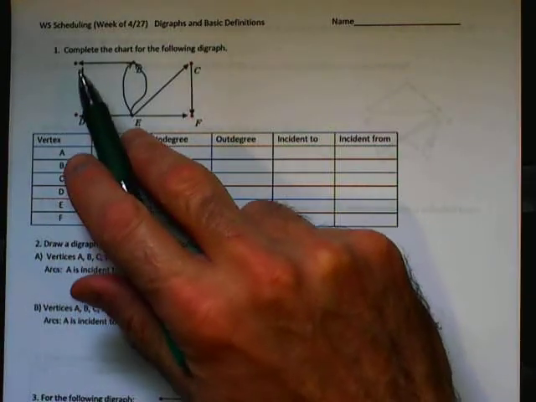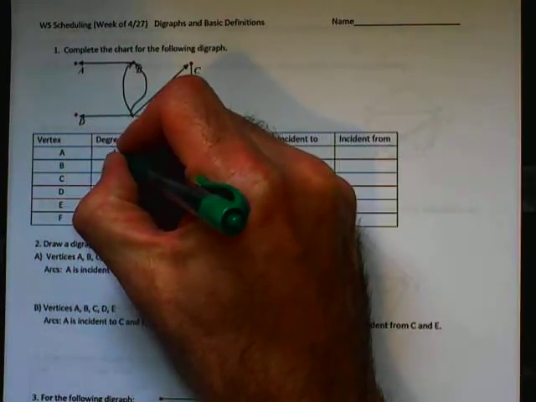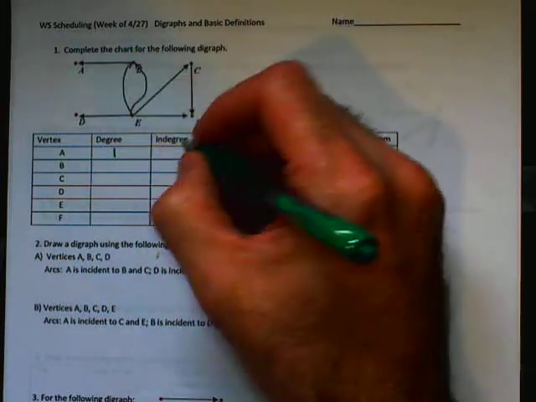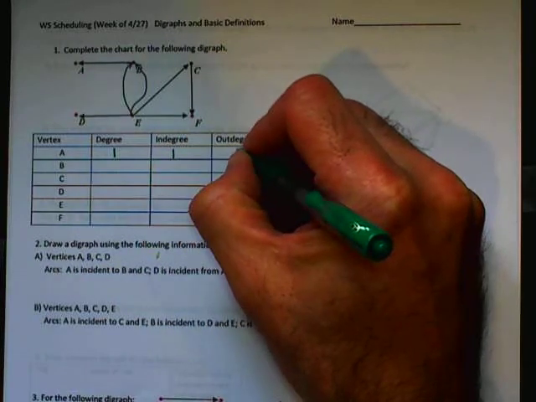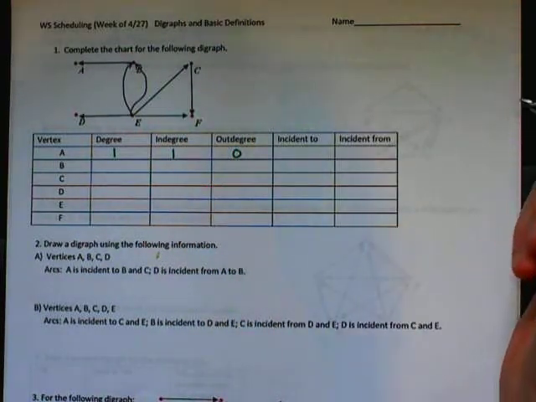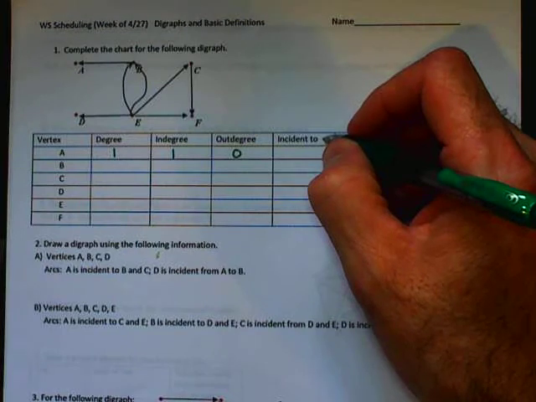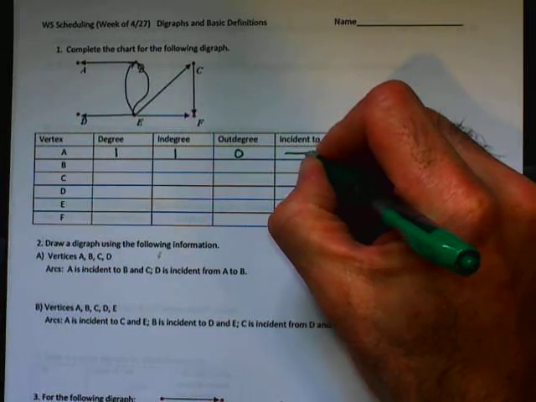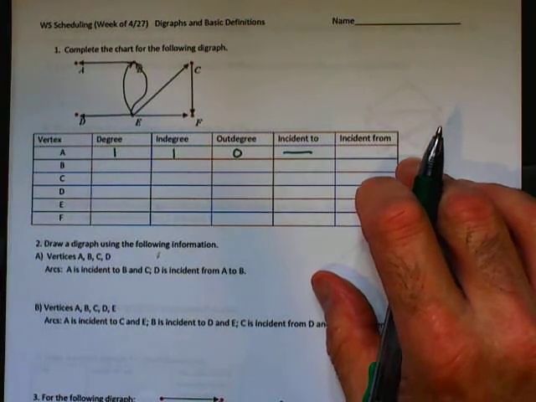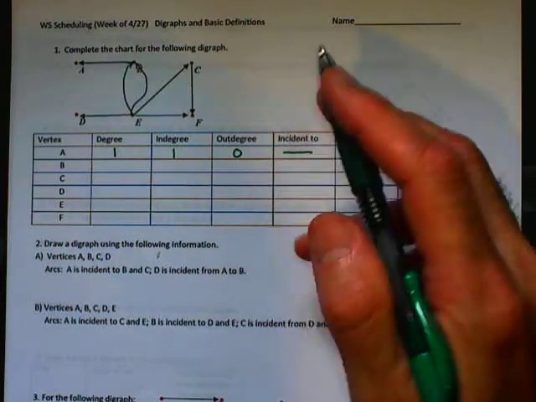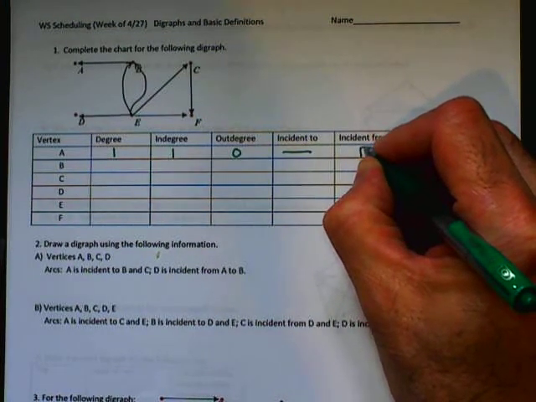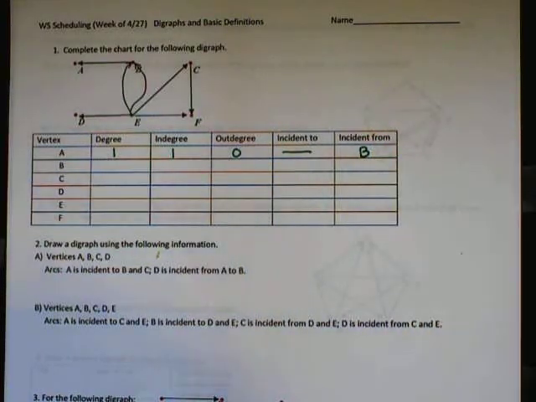So for A, degree is 1. There's only one edge going to it or going from it. And in fact, this is an in degree, so we put 1 in the in degree, 0 on the out degree because you can't go out from it. Incident to, you can't go to anything, so that's crossed out. But incident from, if you're at A, you could have come from B based on the edges that we know something about there. So there we go. That's how you list that first one.